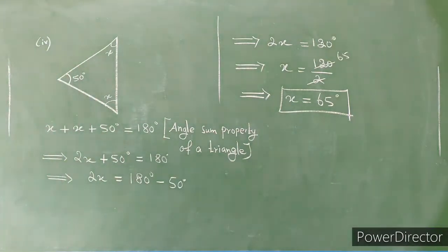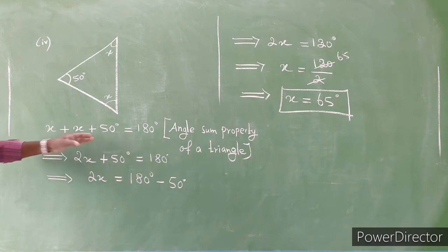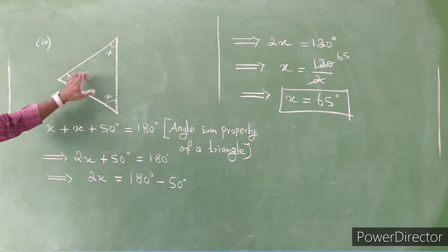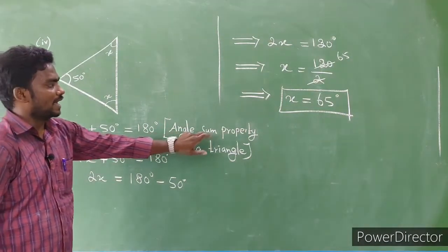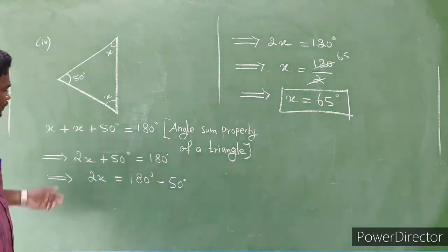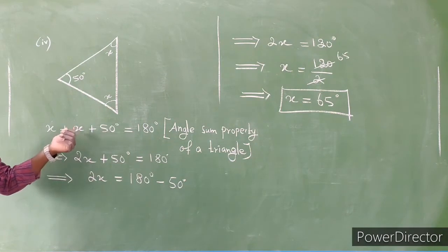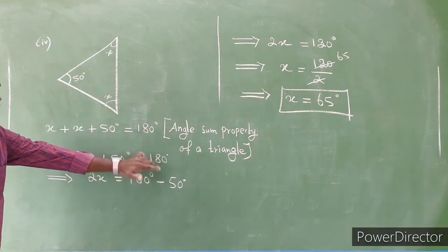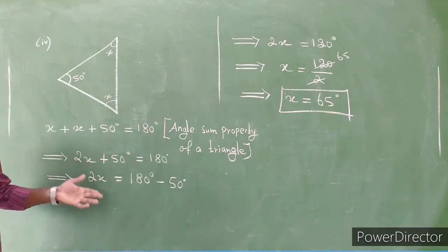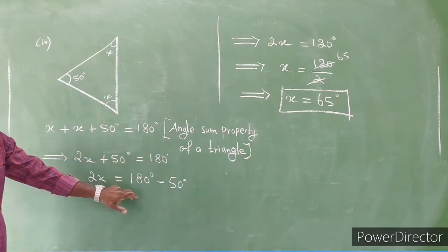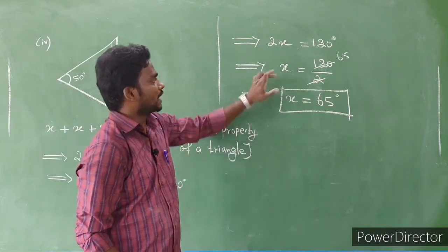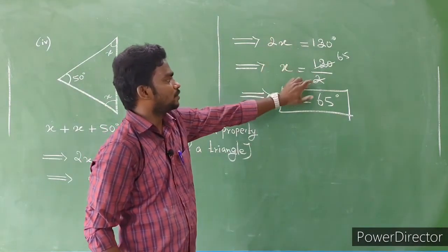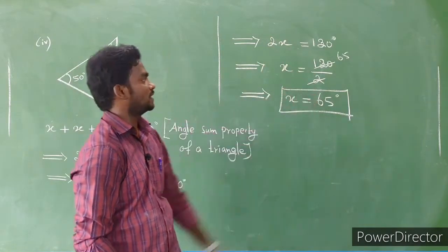So here we have 50 plus x plus x. We can add x plus x plus 50. That means the sum of the three interior angles is equal to 180 degrees, by using the angle sum property of a triangle. This implies 2x plus 50 is equal to 180 degrees. So 2x is equal to 180 minus 50, which is 130 degrees. So x is equal to 130 divided by 2, which is 65 degrees.